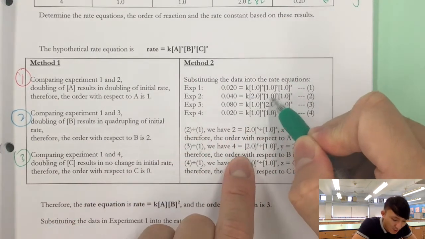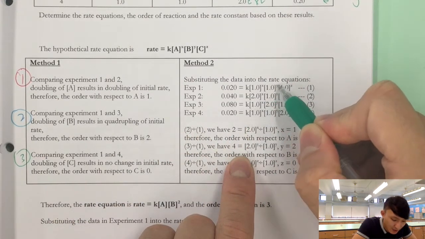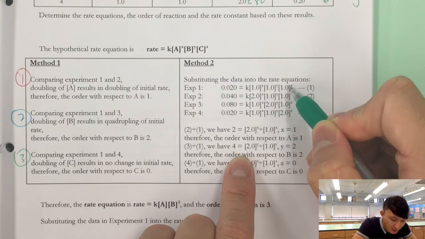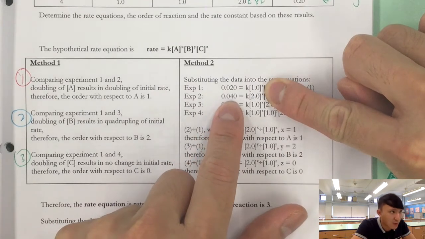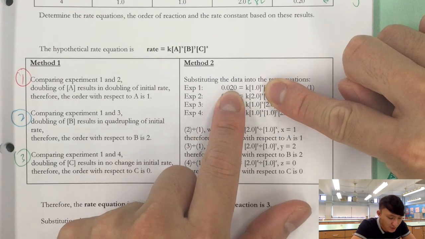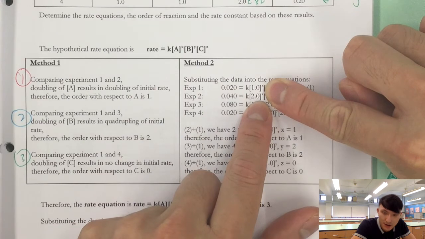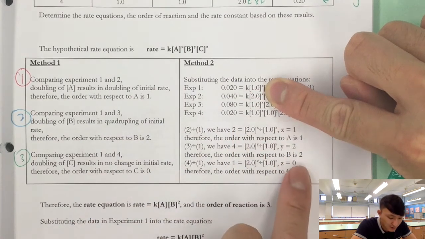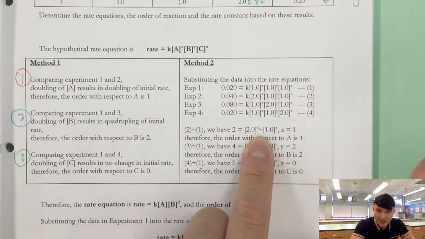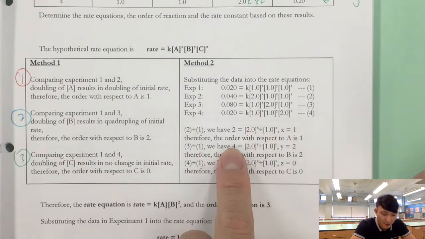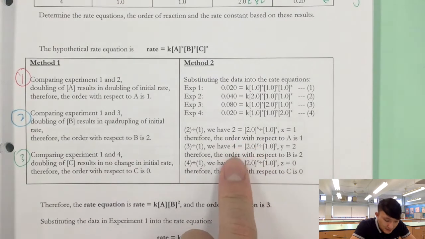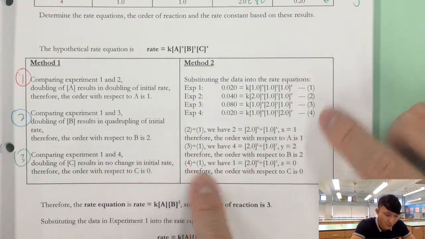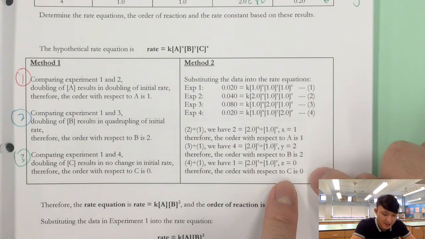So you see 1 to the power y can be cancelled out. 1 to the power z can be cancelled out. So what we have left, k can also be cancelled out. So we have 0.04 divided by 0.02 equals 2 to the power x divided by 1 to the power x. Okay? So in this case, x must be equal to 1, and therefore it is first order with respect to A. Similarly, we do 3 over 1, 4 over 1, and we can calculate the order with respect to each reactant.